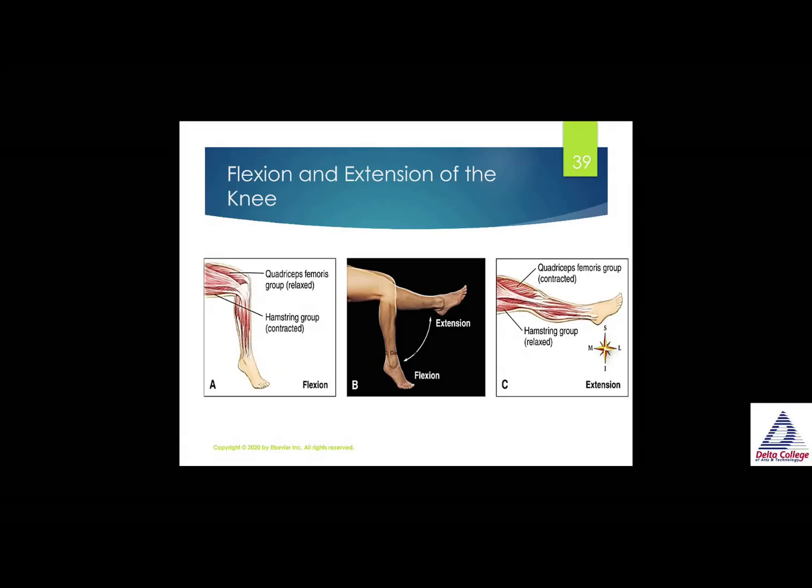You can see where the thigh muscles, which are called the quadriceps femoris group, are relaxed, and the hamstring group, or the underneath of the thigh, are contracted. In extension, the quadriceps femoris is contracted, and the hamstring group is relaxed.